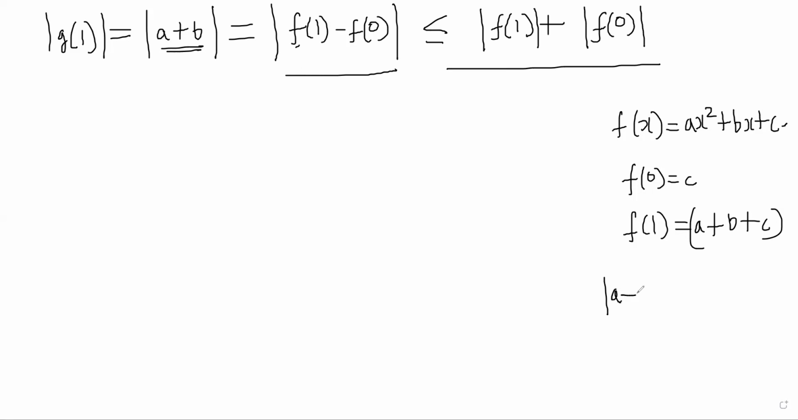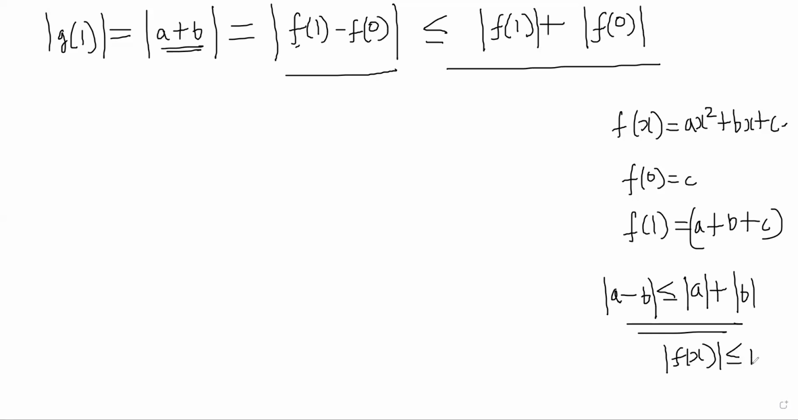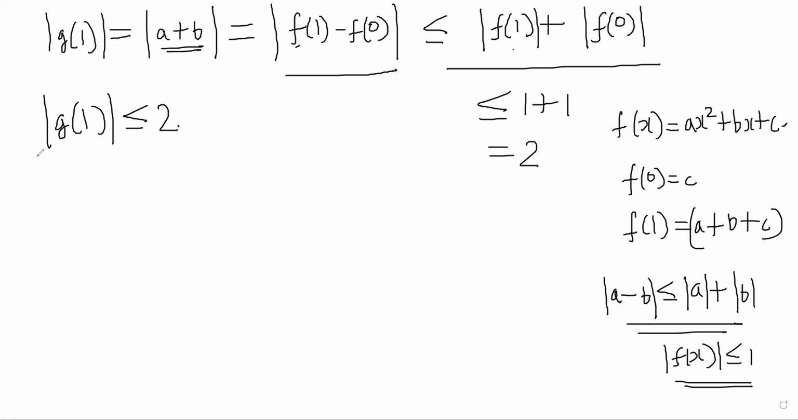Mod of the difference of any two quantities will be less than or equal to the sum of the individual mods, right? So by the property of the function, we have been told that mod of f of x is always less than or equal to 1 for x lying between -1 and 1. So this is less than or equal to 1 plus 1, which is 2, right? So we have shown that mod of g of 1 is less than or equal to 2. Using the properties of the f function, we are able to show that the g function is also bounded, right?